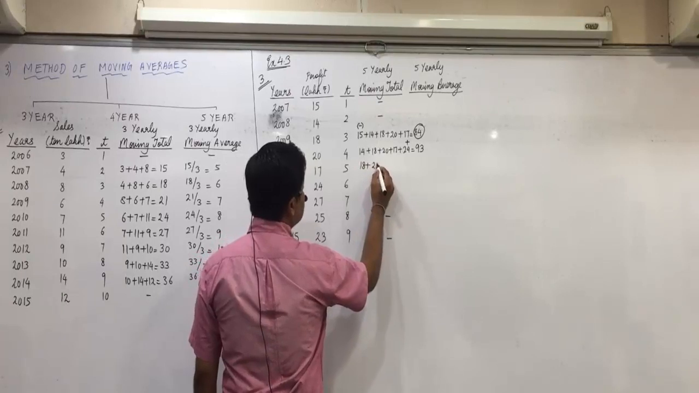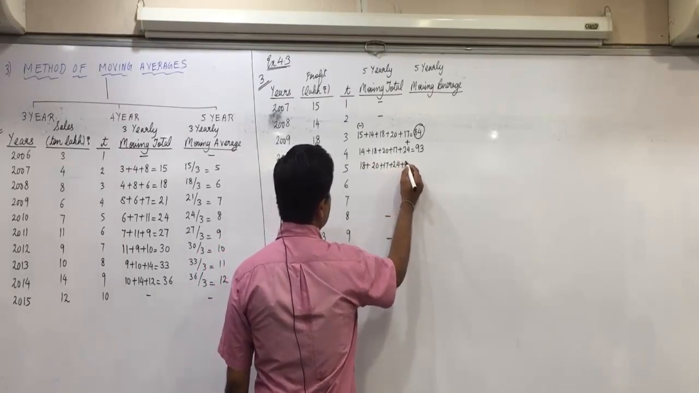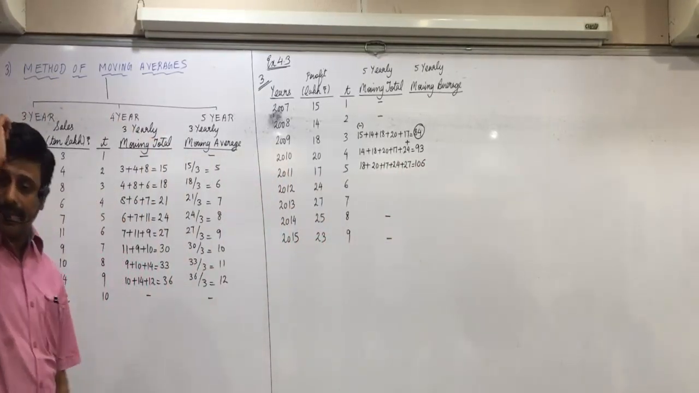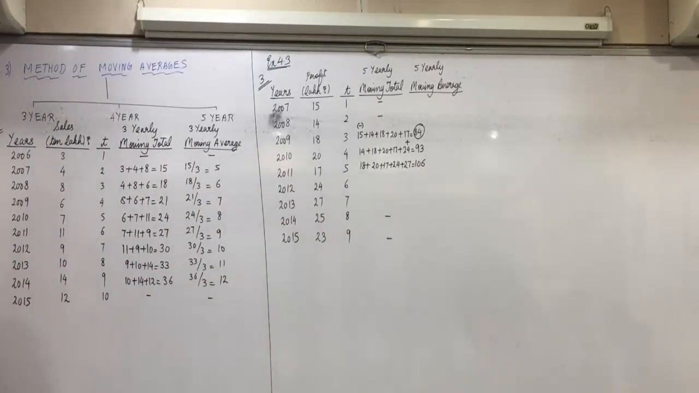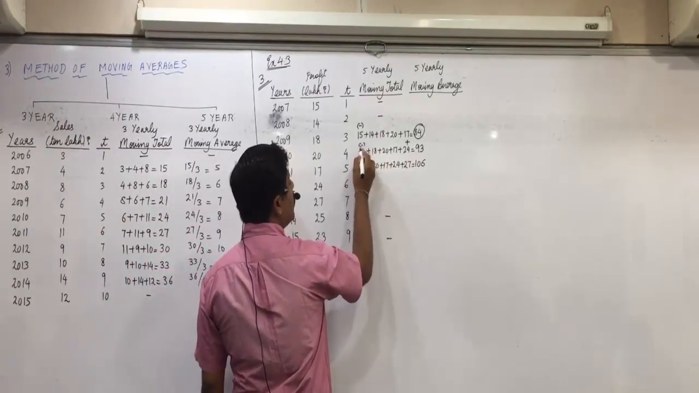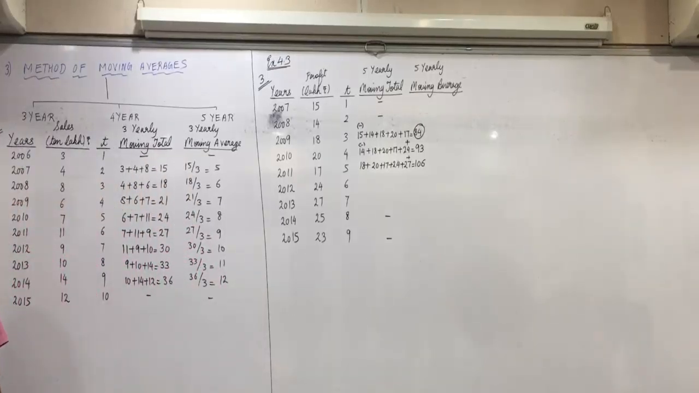18 plus 20 plus 17 plus 24 plus 27, 106. You can add all the 5 or else what is the shortcut? 93 minus 14 plus 27. There also you get 106. Understood that everyone? Yes. Okay, otherwise you can add all the 5.